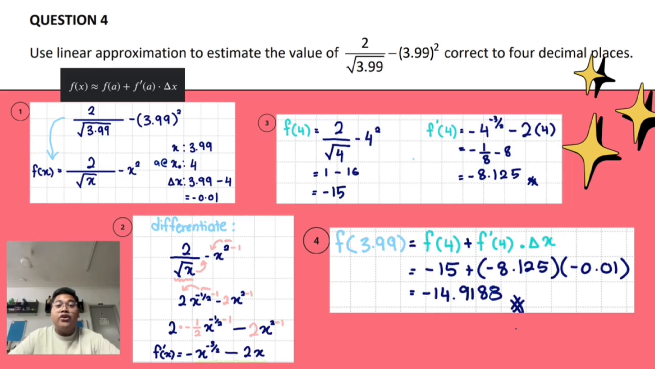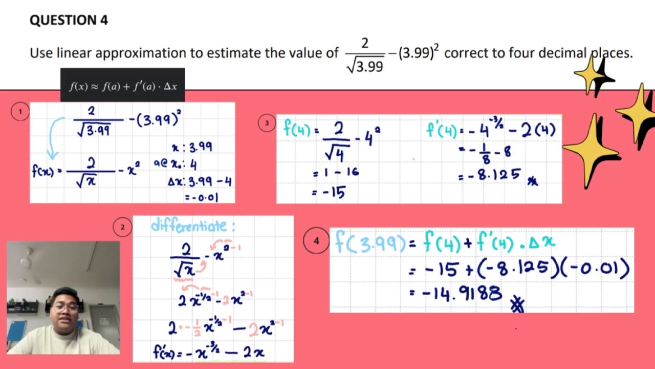Next, we need to choose a point a that is very close to the number we are calculating, 3.99, but it's also easy to work with. The nearest easy number is 4. So our reference point is a equals 4. The actual x value we care about is x equals 3.99. The difference between these two is delta x, which is x minus a. So 3.99 minus 4, we get minus 0.01.